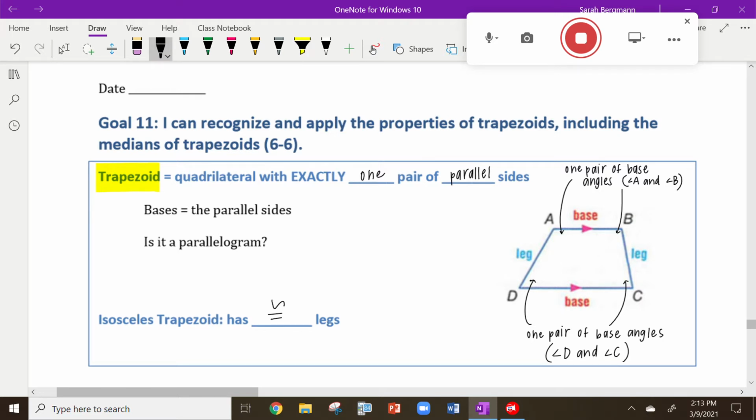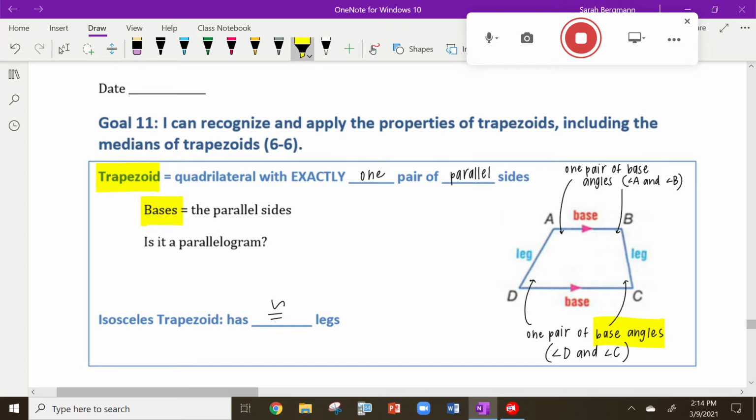First, a trapezoid: it's a quadrilateral with exactly one pair of parallel sides. Make sure it doesn't have two pairs of parallel sides or else it won't be a trapezoid. Some vocab: the bases are the parallel sides, and the base angles are always formed by one of the bases and the leg. So I want you to answer this: is it a parallelogram? Why or why not?